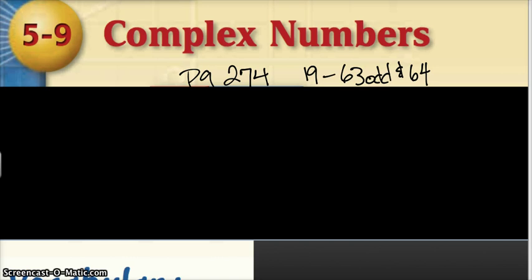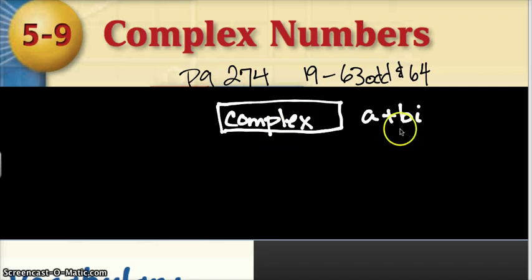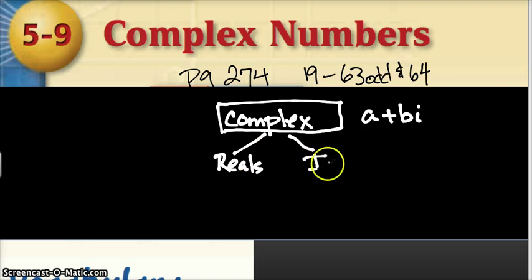Complex numbers make up the realm of all numbers. So technically, here's like the family tree of numbers. I'm going to say all numbers can be written in this form, a plus bi, where i is something we're going to learn about today. It's an imaginary number. And so basically, we have two branches of numbers. We've got the reals and we've got the imaginaries.